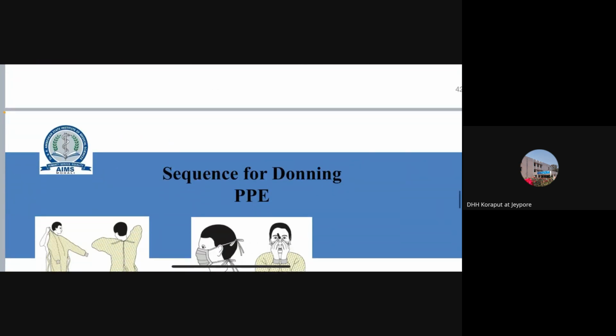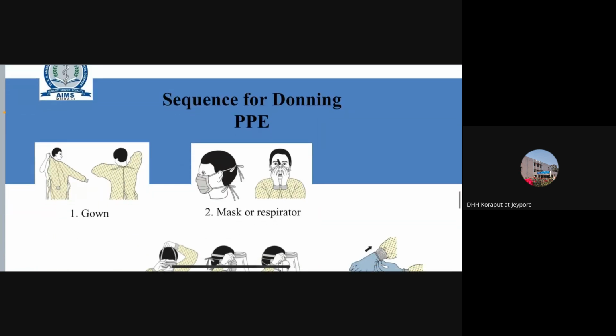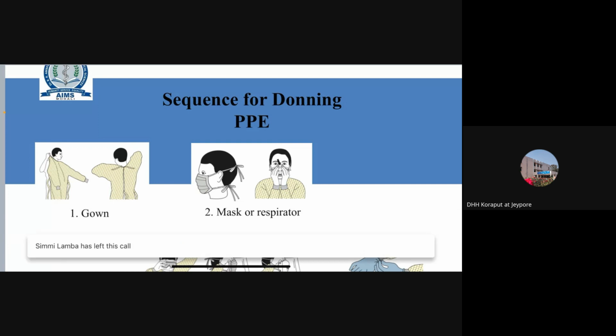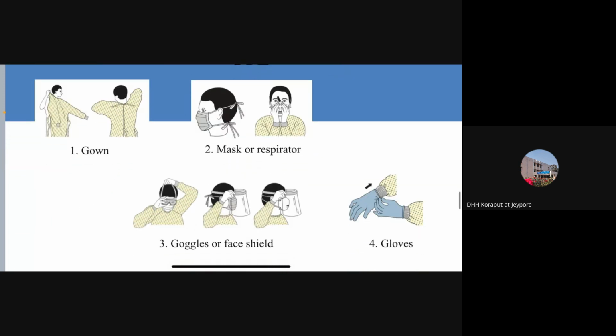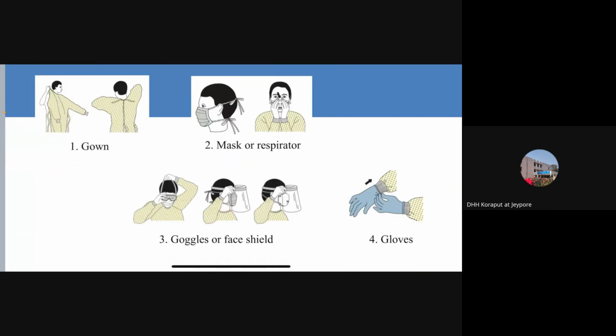So, one thing: if you need all this, let's say when COVID was there, those persons who were involved in the care of COVID patients needed to don PPE before entering the risk area. So, what should be the sequence for donning? That is very, very important. Firstly, the gown, then the mask or respirator. Number three is the goggles, and last is the gloves.